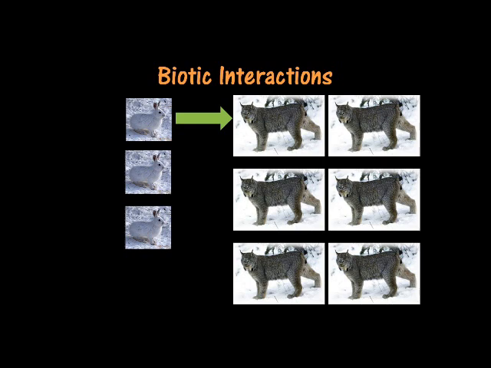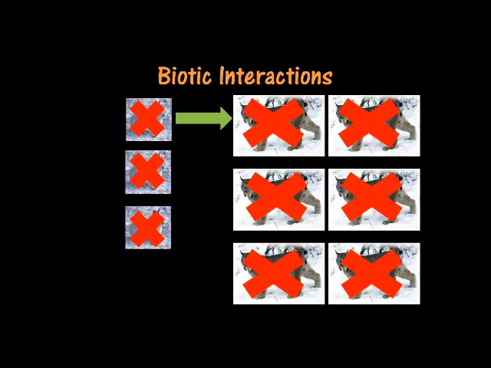However, if there are too many Canada lynx and not enough rabbits, then they will eat too many of the rabbits. The rabbit population will decline, and then so will the Canada lynx population. When one population goes up, the other goes up as well. When one population goes down, so does the other. This predator-prey relationship is an example of a biotic interaction. These two species cannot survive without each other.